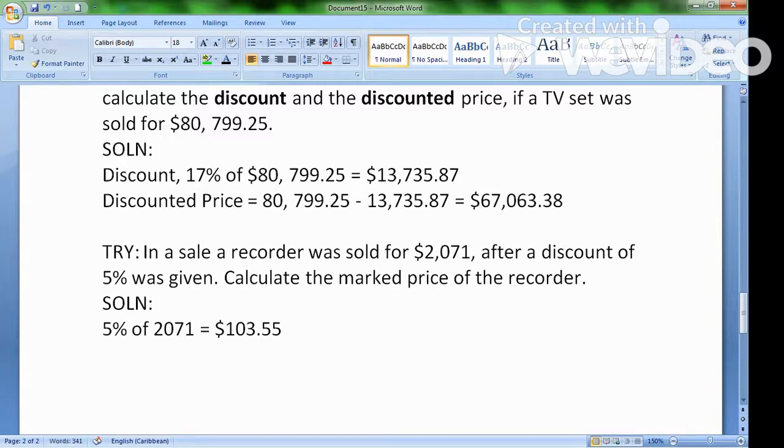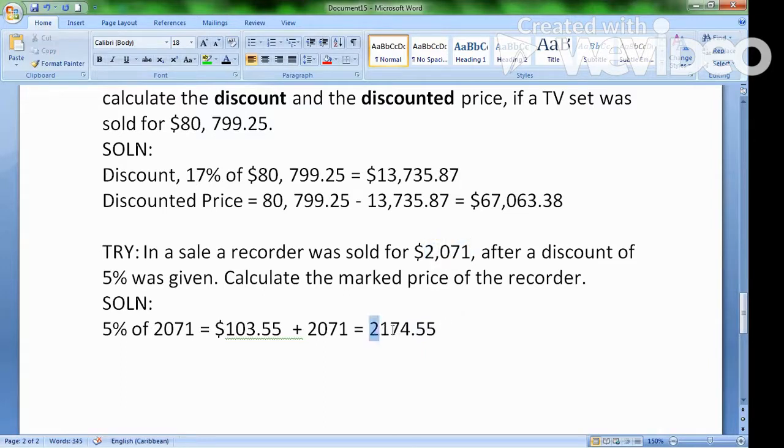So you get 2,174.55. All right, we can prove if your answer is correct. All we need to do is find 5% of this and then subtract that money from the 2,174. We should get back this. Would you agree with me, class?